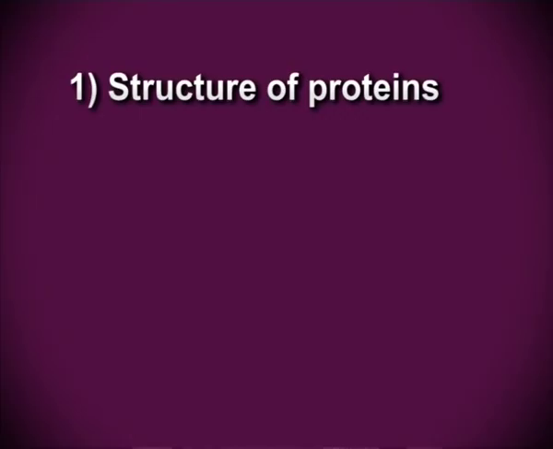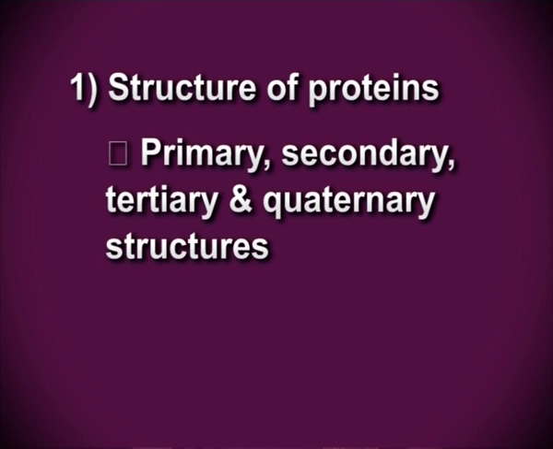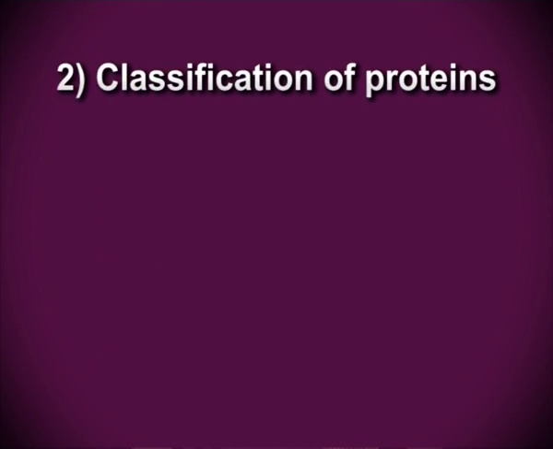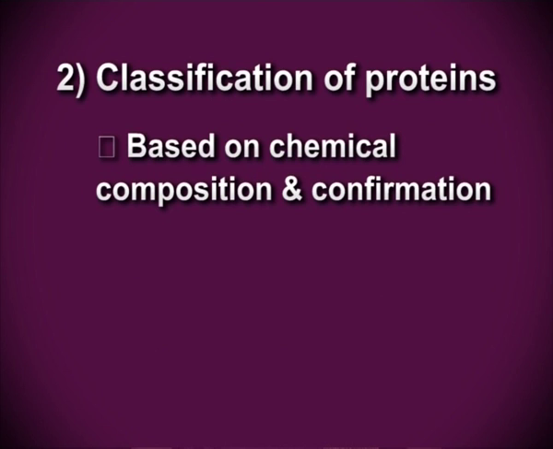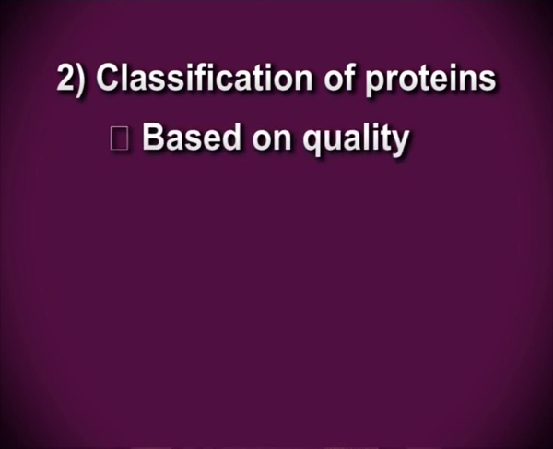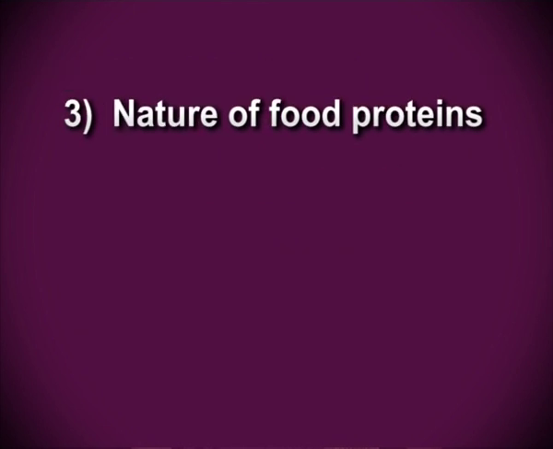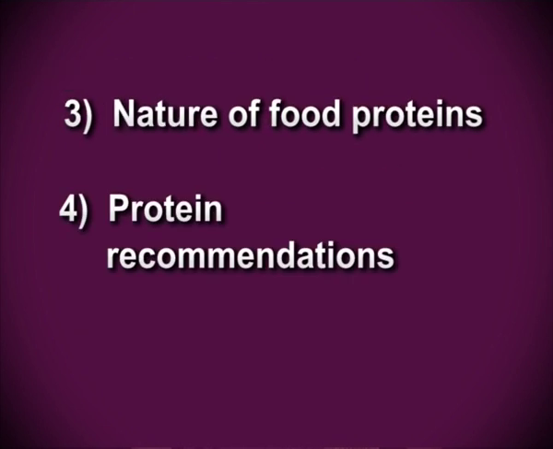With this introduction, we shall study protein structures and their classification in detail under the following subtopics. One is structure of proteins: primary, secondary, tertiary and quaternary structures, stability of proteins and denaturation. Second is classification of proteins based on chemical composition and conformation, based on structure of amino acids, based on quality, based on nutrition, based on function. Third is nature of food proteins. Fourth is protein recommendations, followed by fifth, conclusion.